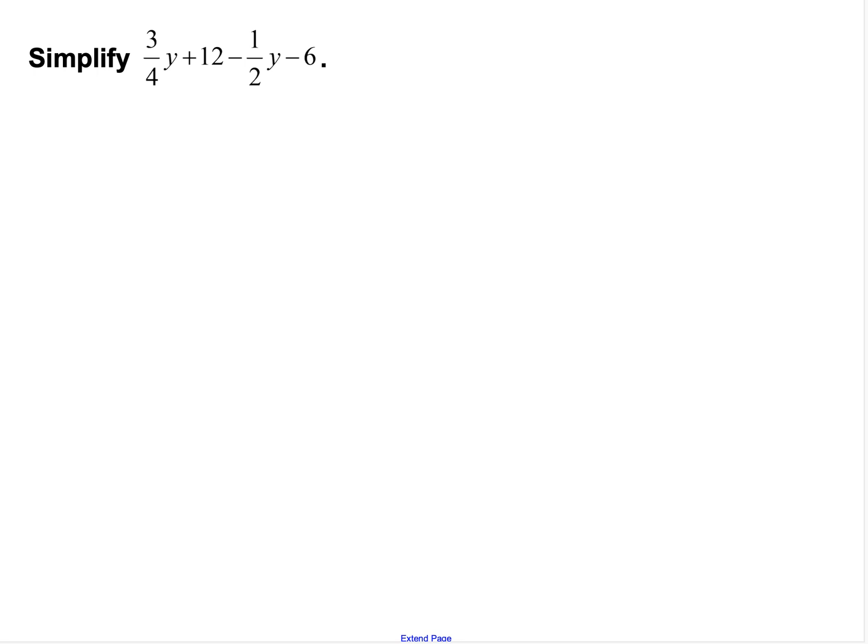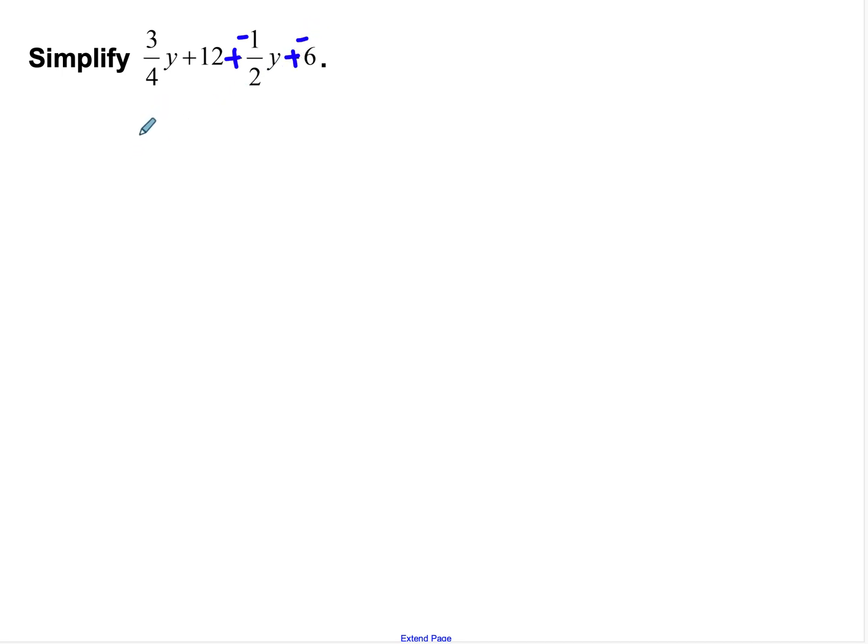All right, so once you know what the like terms are, then they're going to want you to simplify. So we have to find the like terms, and then we have to combine the like terms. 3/4 y plus 12 minus 1/2 y minus 6. First step, change to addition: plus negative 1/2 y, plus negative 6.